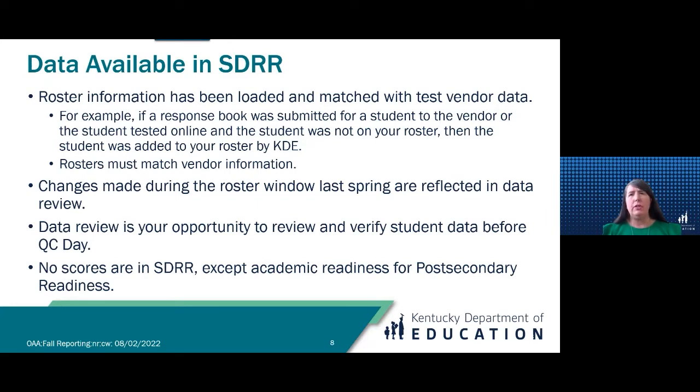And then, of course, no scores are going to be in SDRR except the academic readiness for post-secondary readiness. And when you get to post-secondary readiness, there are two things you want to look at. You want to look at all the demographics in the data review part of SDRR, and then you also want to look at the post-secondary readiness scores. And I'll show you what some of those screenshots are going to look like.